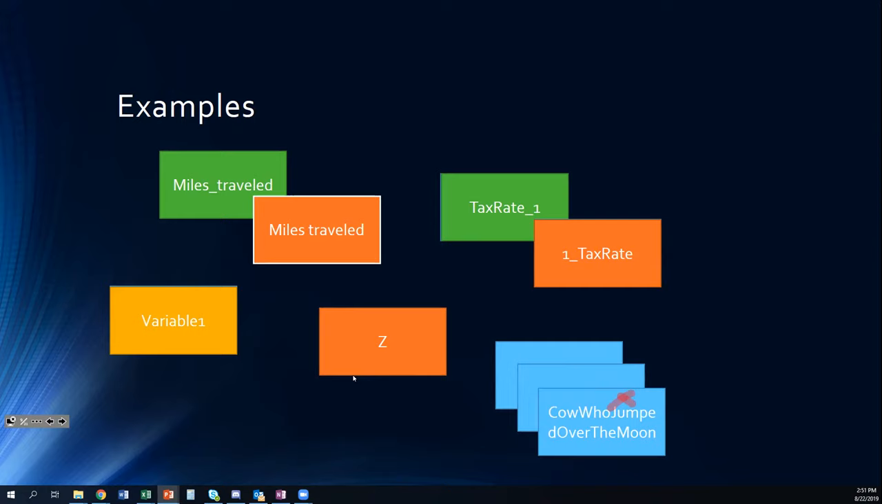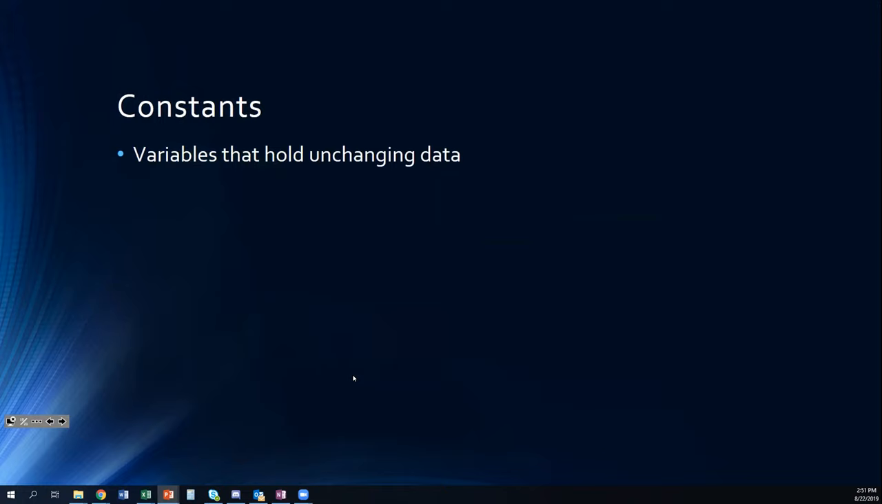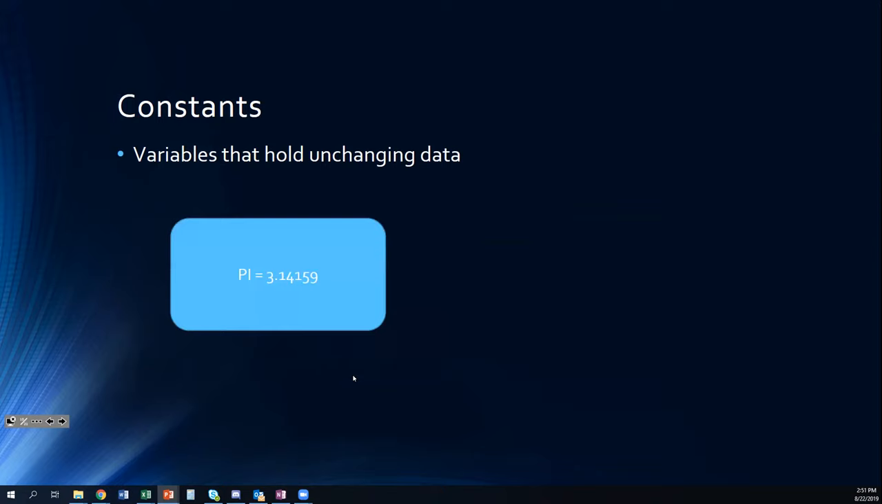Now a constant is a special kind of variable, and when we use a constant, it holds data that doesn't change, like maybe the value of pi. That value is never going to change. When I'm writing my code, it's preferred that I use a constant variable like this over just having this number down somewhere in my code. I would rather set up a constant that has the value of pi than just have a multiplication by 3.14 somewhere down in my code. We want to stay away from that.